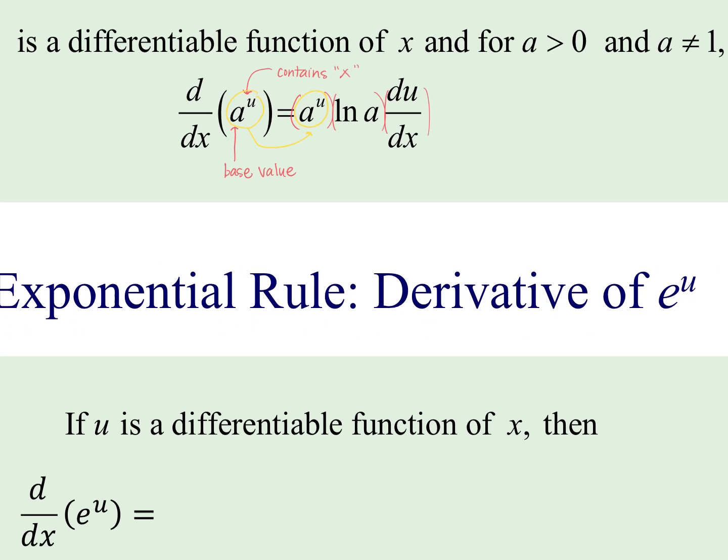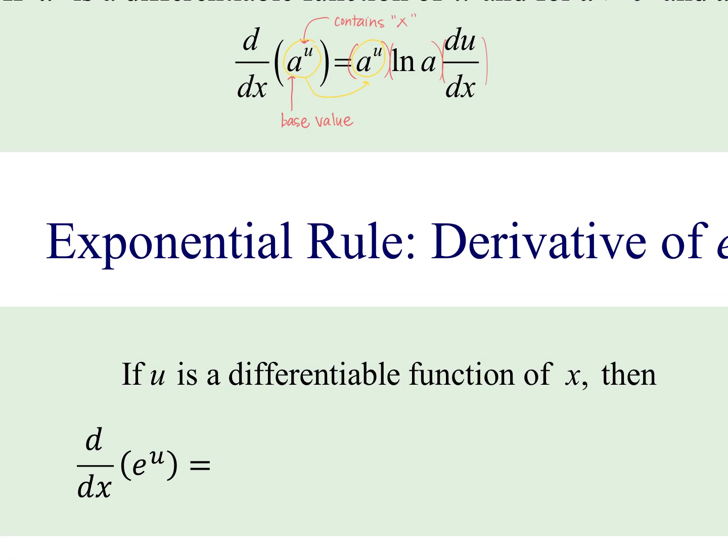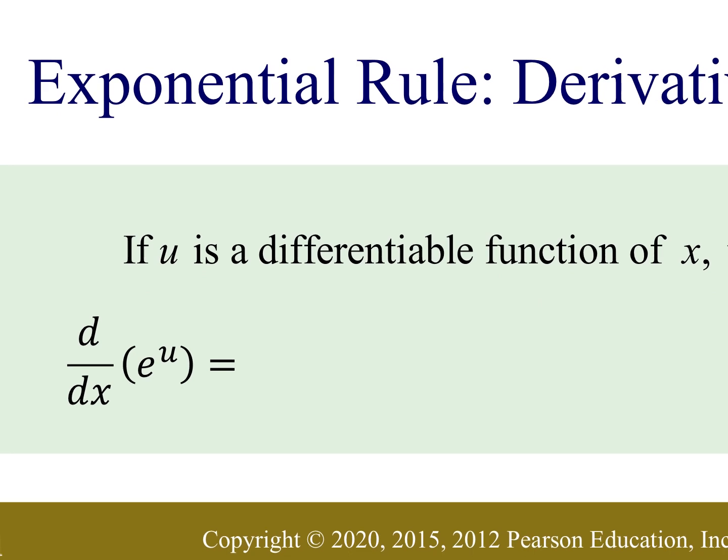If those are the 3 parts, that should still work for e to the u. And so when you take the derivative of e, you're going to have 3 parts also. 1, 2, 3.